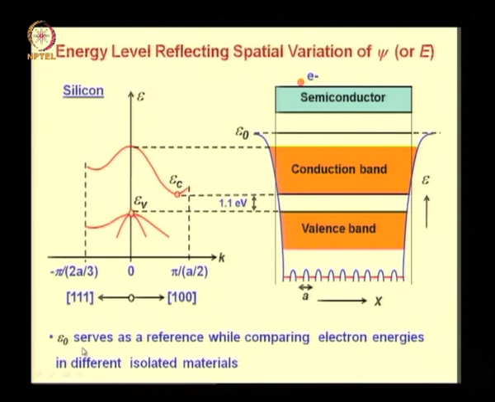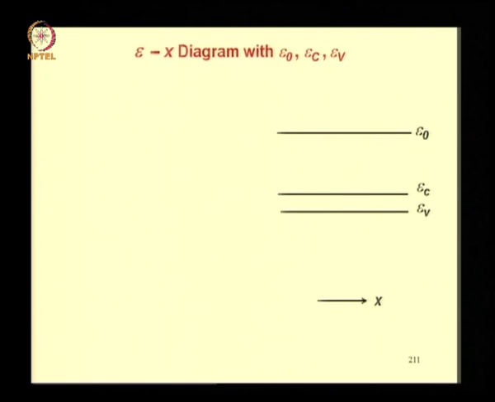The E naught is an important energy which also serves as a reference while comparing electron energies in different isolated materials. Normally, we do not show the conduction and valence bands and the crystal potential, etc., because it complicates the diagram. So what we do is we simply extract these three levels, E naught, EC and EV, in an E-x diagram.